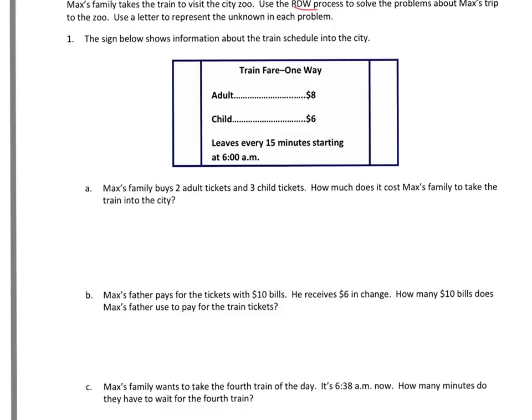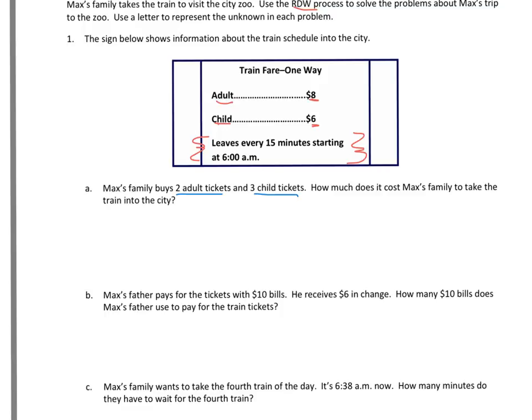So number 1 says, the sign below shows information about the train schedule into the city. Train fare for one way, an adult is $8, a child is $6. And there's a little bit of information down here at the bottom that we might need later on. So A says, Max's family buys 2 adult tickets and 3 child tickets. How much does it cost Max's family to take the train into the city?